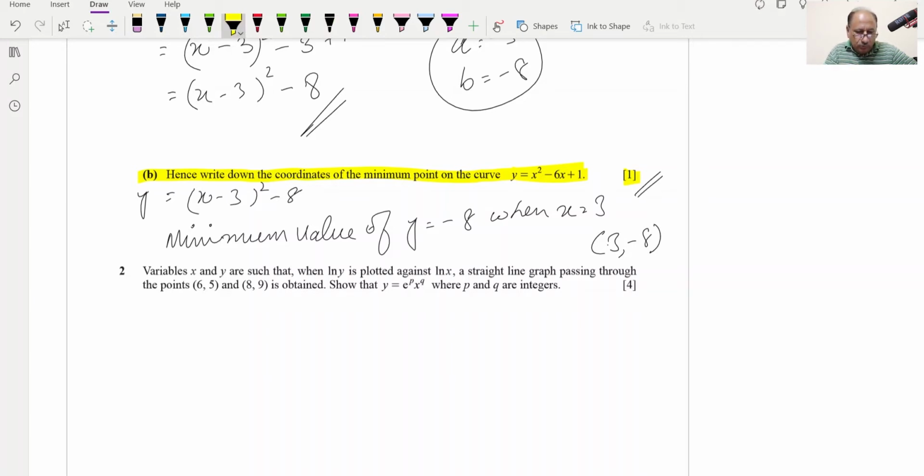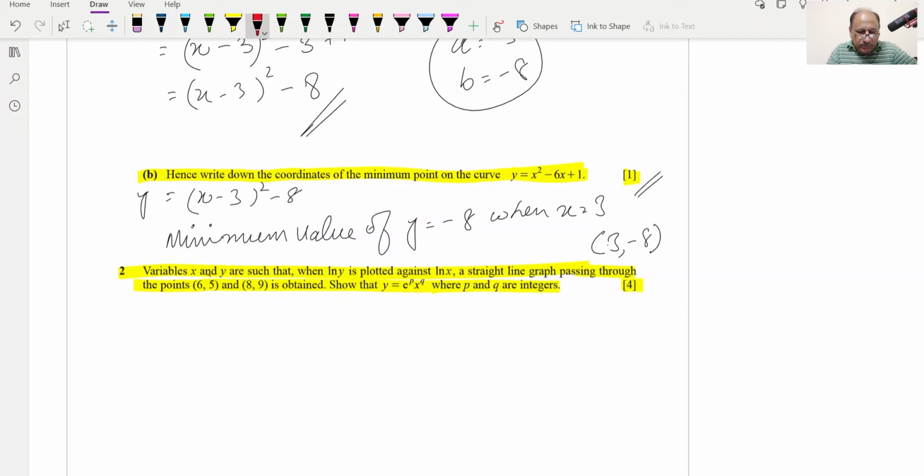Now question number 2. Variables x and y are such that when log y is plotted against log x, a straight line graph passes through the two given points. Show that y is equal to e to the power p times x to the power q, where p and q are integers. This is a 4-mark question, and we will be utilizing these 2 points which are provided.